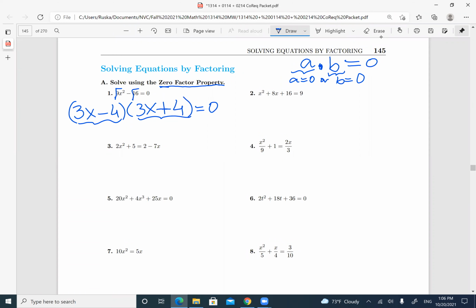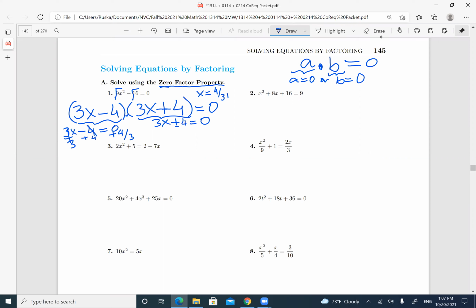See here, the difference when it says factor versus solve by factoring is you have to finish this. You have to solve 3x minus 4 equals 0, and also you have to solve 3x plus 4 equals 0. And how do you solve that? You're going to add 4 and divide by 3, and you're going to get 4 over 3. So one of the answers is x equals 4 over 3.